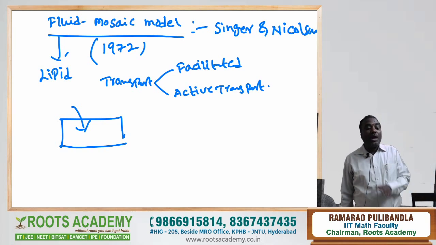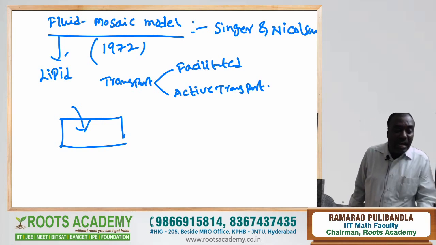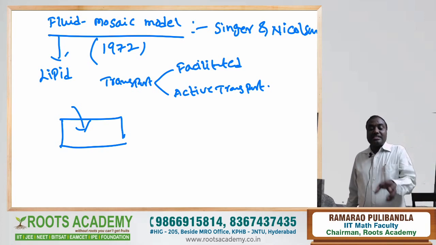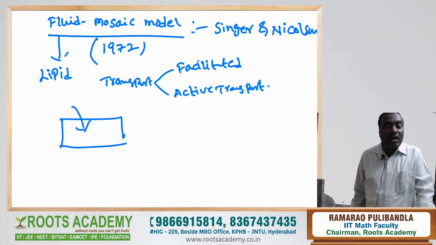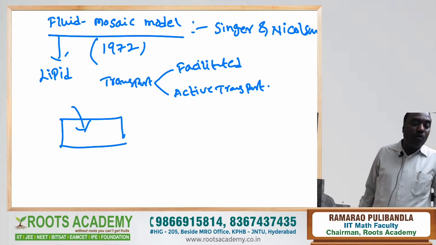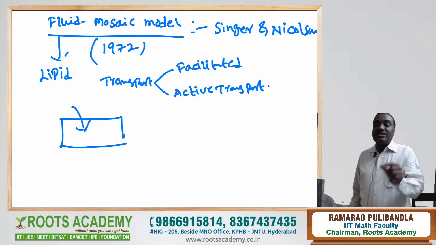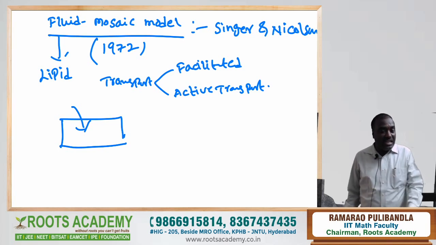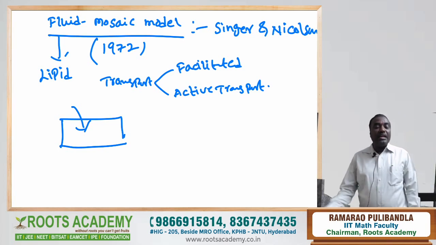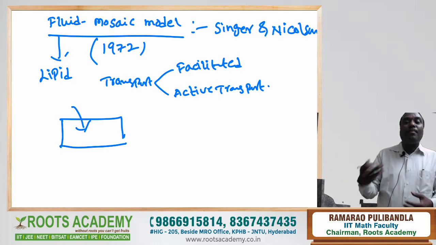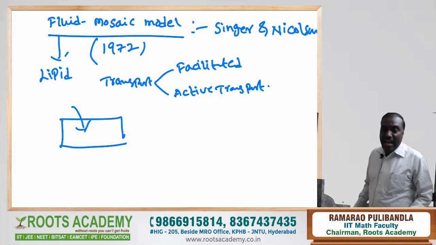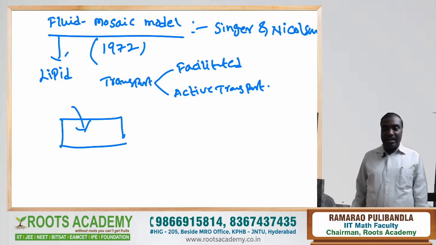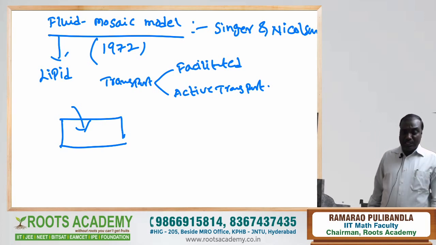Second one is the polar substances. Polar substances, nothing but hydrophilic substances, means the substances that dissolve in water, are called hydrophilic substances. These polar or hydrophilic substances cannot move easily across the plasma membrane. That's why they require the help of carrier proteins. Those carrier proteins are involved in either facilitated diffusion or active transportation.